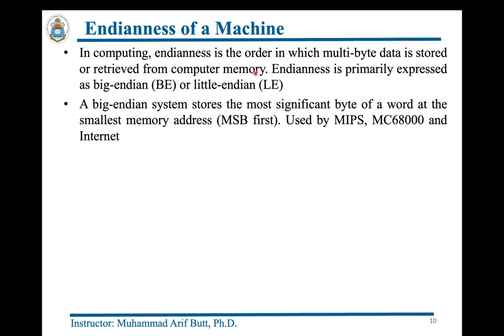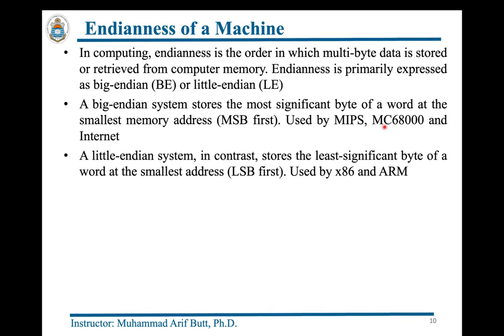Big endian system stores the most significant byte of a word at the smallest memory address. That is the most significant byte first, and this is used in the MIPS and the Motorola, as well as all the data on the internet is also in big endian. On the contrary, little endian system stores the least significant byte of a word at the smallest address. That is least significant byte first. And little endian systems are x86 and ARM.